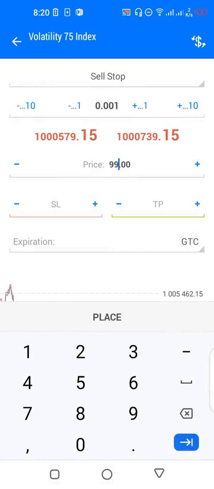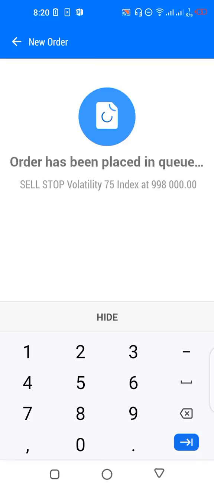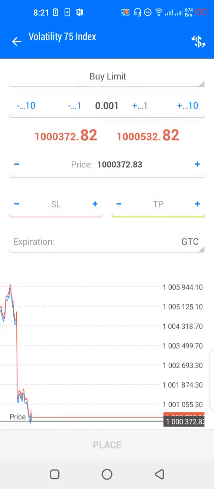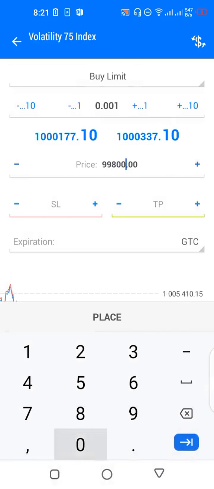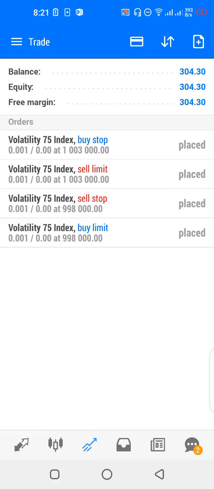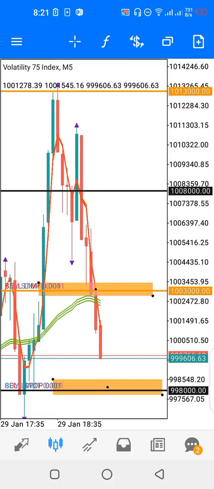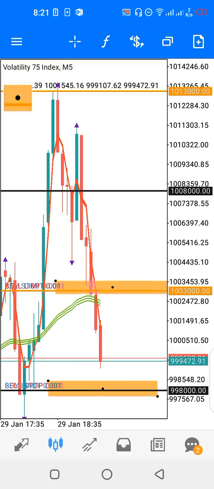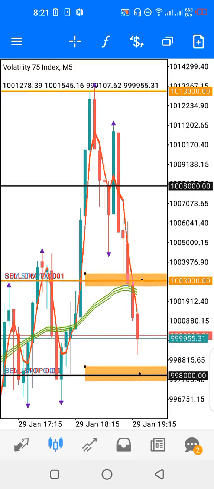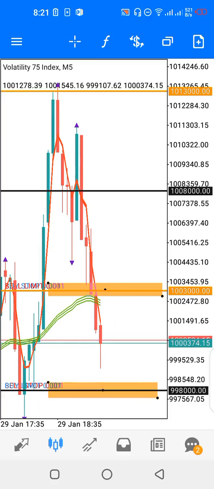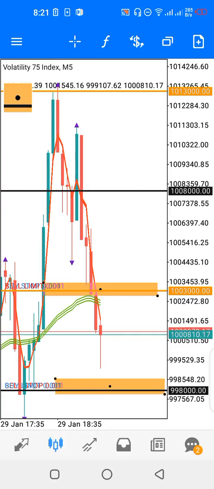I'll be at 998123. That's my sell stop. I'll be having buy limit at that point, 998123. So that's it. I have 4 pending orders. I have the buy stop and the sell limit above, which is around here, and I have the sell stop and buy limit below, which is around here. So either the pending orders here get triggered first, or the pending orders here get triggered first. Whichever gets triggered first, if this gets triggered first, I'll delete the orders here. And if this gets triggered first, I'll delete the orders here.